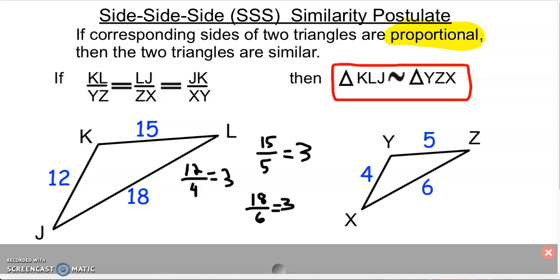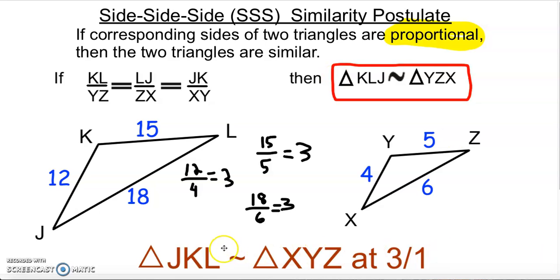I can write a different similarity statement, and I did that here below. I did triangle JKL is similar to triangle XYZ. So again, I kept J in corresponding position with X, I kept K in corresponding order with Y, and I kept L in corresponding order with Z. So you do have a little bit of flexibility when you write your similarity statements, but the angles have to correspond with each other exactly. Otherwise, you will not have similar triangles.